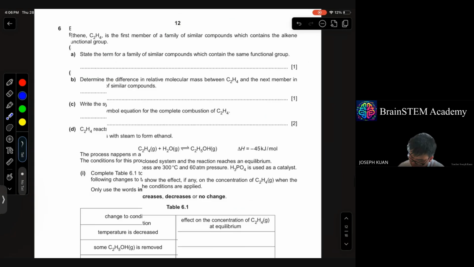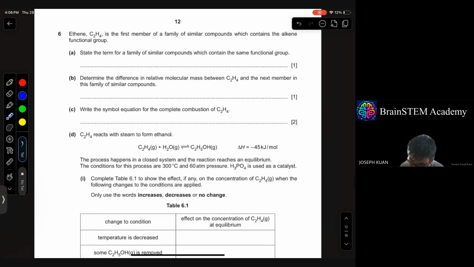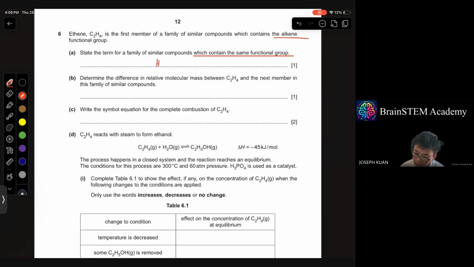Okay, moving on. Now, organic chemistry. Ethene is the first member of a family of similar compounds which contains the alkene functional group. State the term for a family of similar compounds which contain the same functional groups. Well, it will be homologous series. Homologous series are basically a family of similar compounds that have the same functional groups.